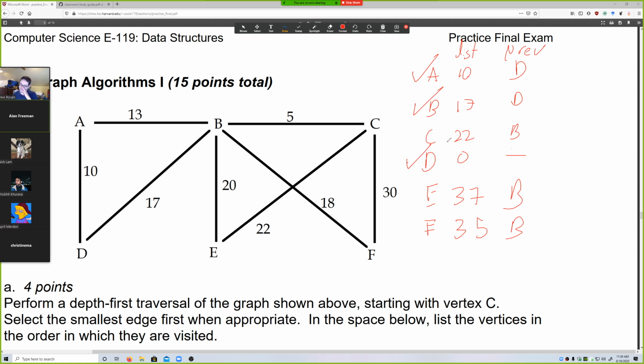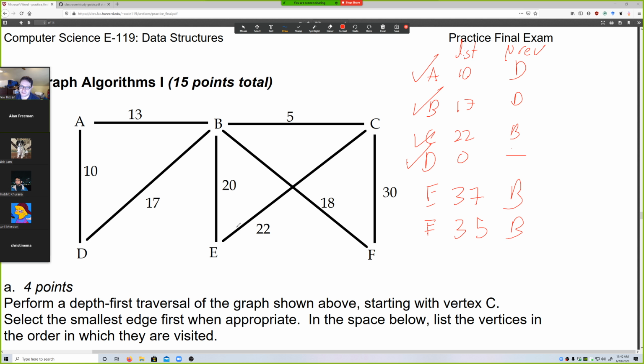Now let's look for the smallest one. The smallest one is C. So do we have any additional information? It takes 22 to get from C to E, and 22 plus 22 is 44. That's not a better route. 22 plus 30 is not a better route to F. So we are done with C.